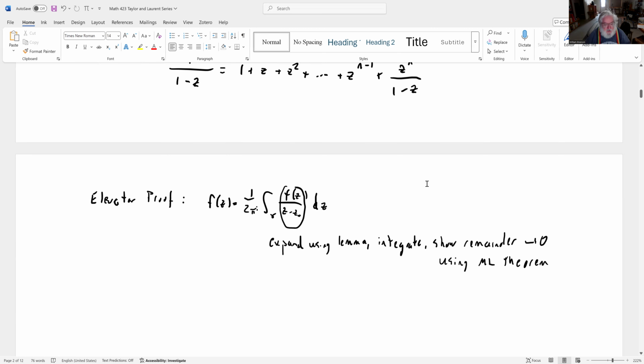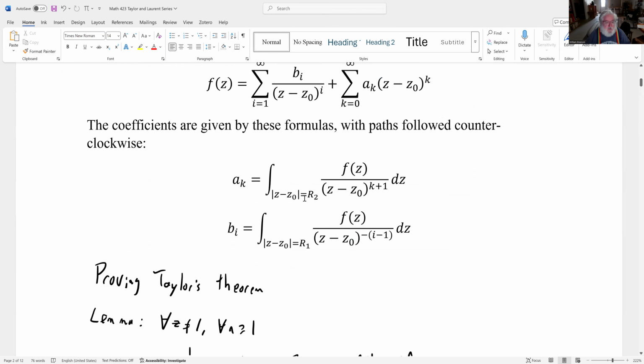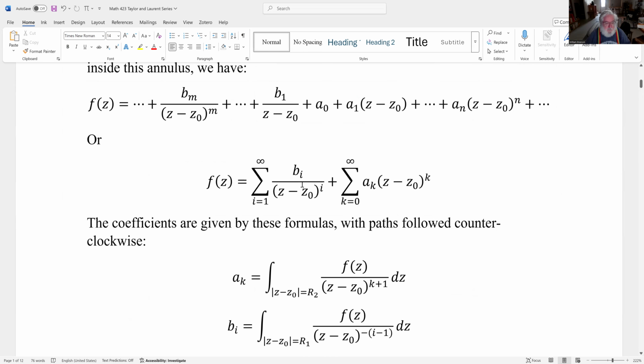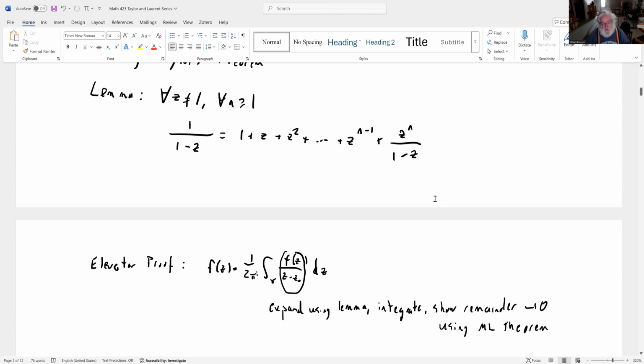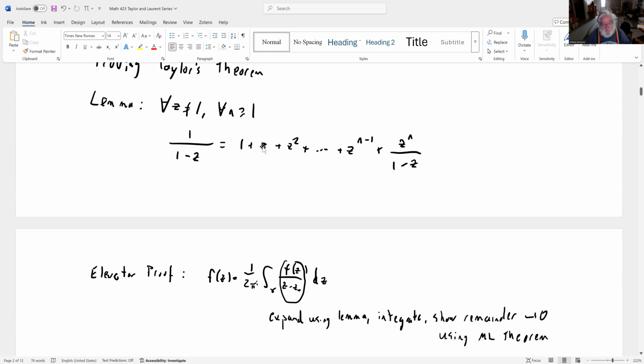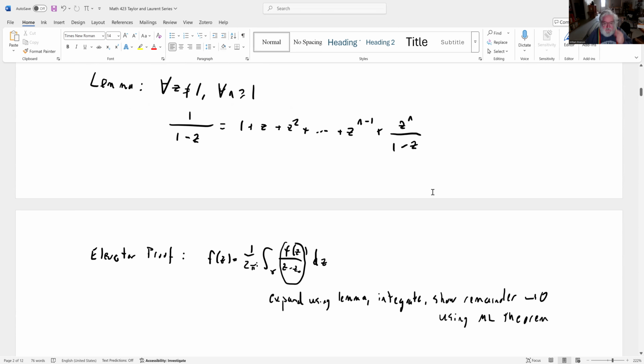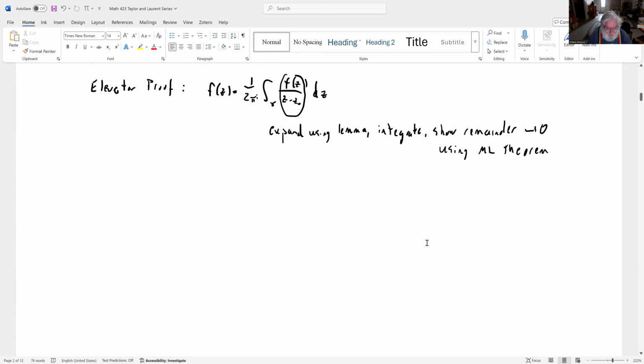So what's our elevator proof for that? Use the Cauchy integral formula to get, because we want f of z equal to something. Then we'll expand this using the lemma that we have above, integrate each term, and that'll give us a remainder. We'll be able to integrate each of these terms, the 1, z, z squared, and so on. And then the remainder there, we'll show that goes to 0. So the idea is pretty straightforward. It's actually a pretty straightforward proof. It just has a lot of bookkeeping in it.